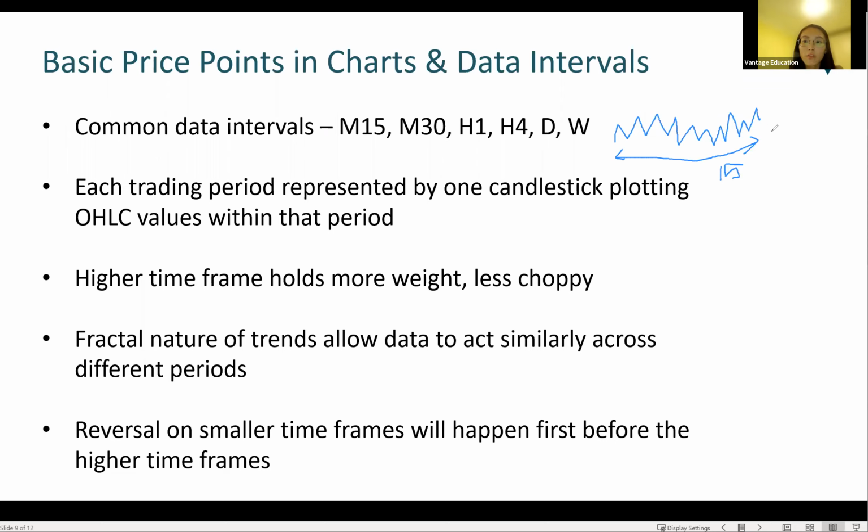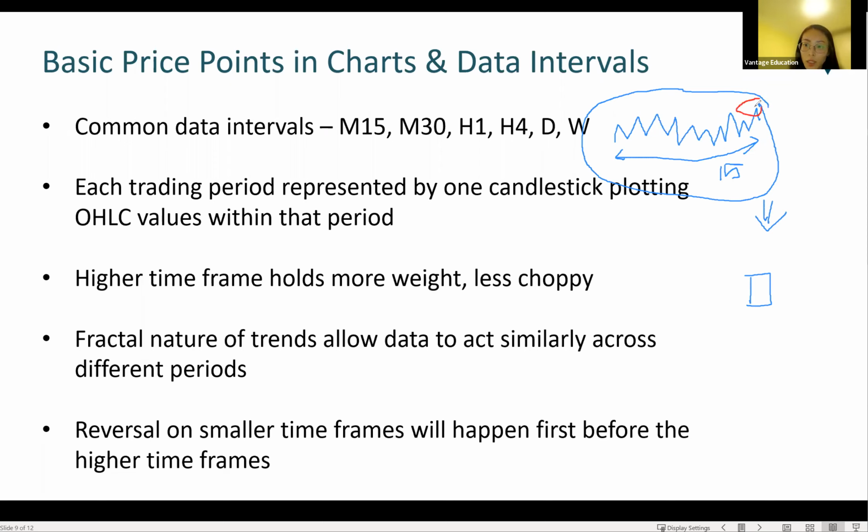Essentially, on the 15 minutes time frame, all of these price points, all of this data, would transform into one candle. It's all captured in one candle. It will take the highest point. So let's say the highest point is this point here. Let me just pick the colors, right?